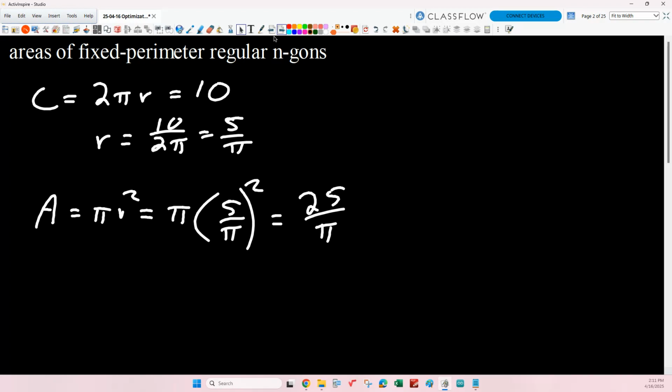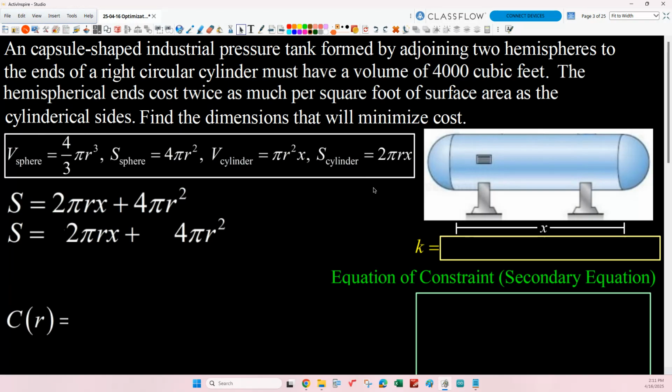All right, so now we better do something. So how about this? A capsule-shaped industrial pressure tank formed by adjoining two hemispheres to the ends of a right circular cylinder. Do you see that's what we have there? If you look at those big industrial tanks, like a propane tank, or the tanks on the back of a truck, don't they look kind of pill-shaped? There's a reason for that. They're easy to make, and they're good at withstanding high interior pressures.